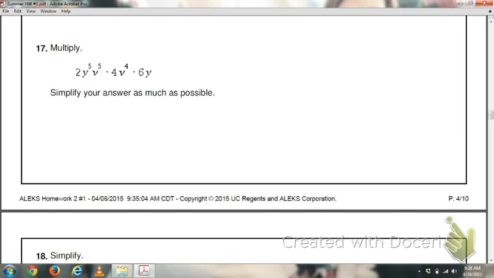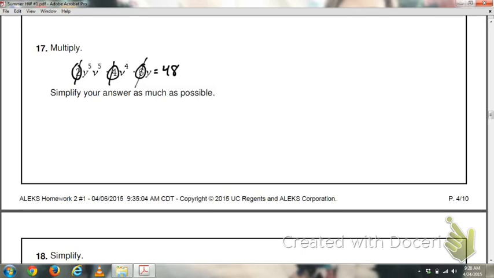Okay, number 17. Let's see if we can simplify this. We're multiplying all this good stuff together. What I like to do when I'm multiplying an expression like this is multiply all numbers together first. So I'm going to multiply 2 times 4, which is 8, and 8 times 6, which is 48. So I get 48 to start. And I'm going to cross them out because I already took care of multiplying those.